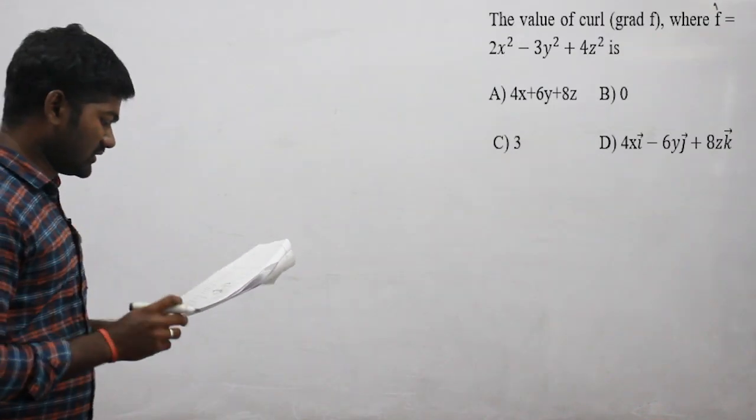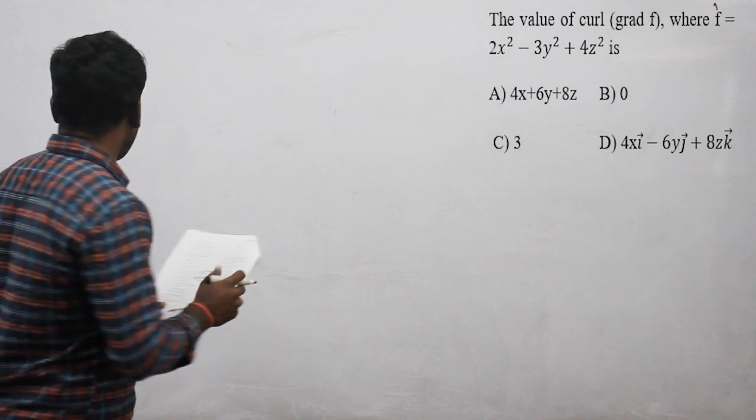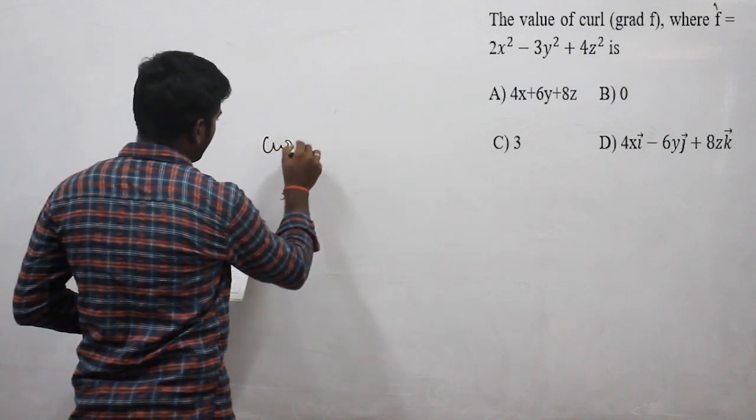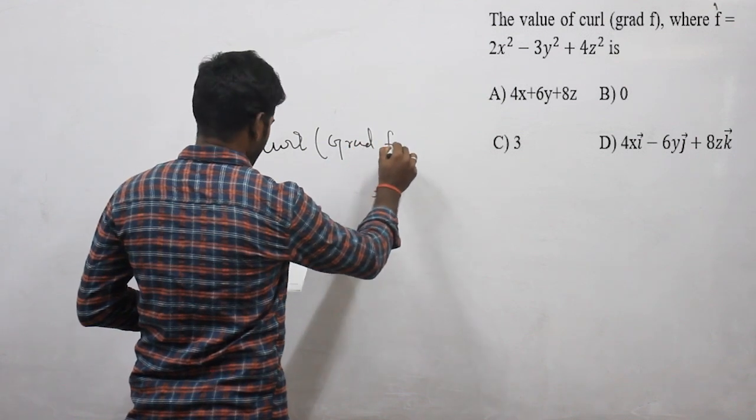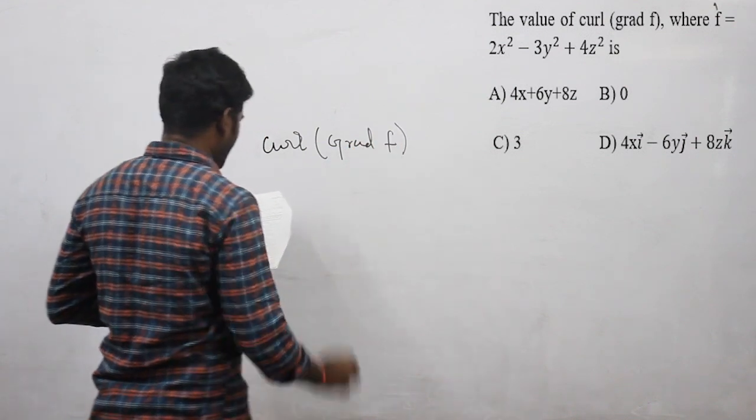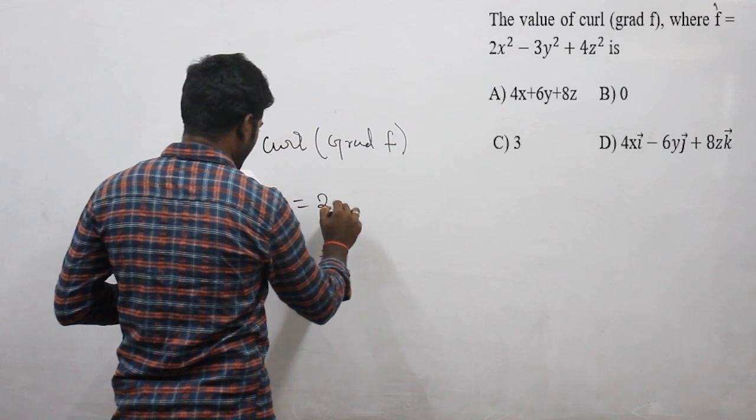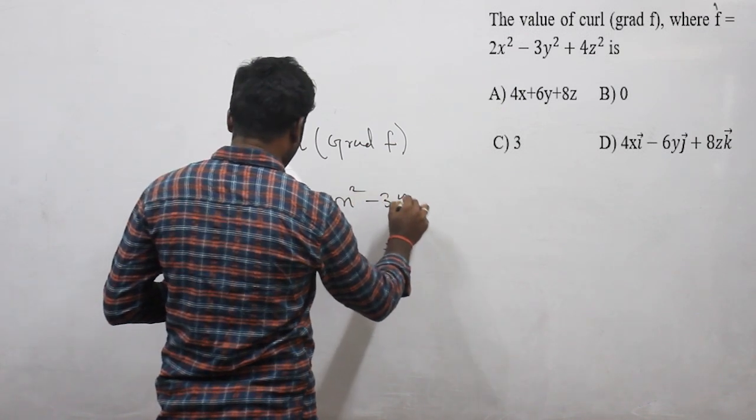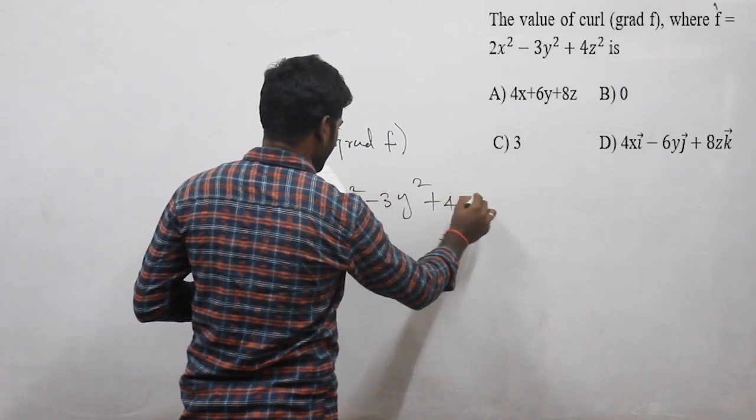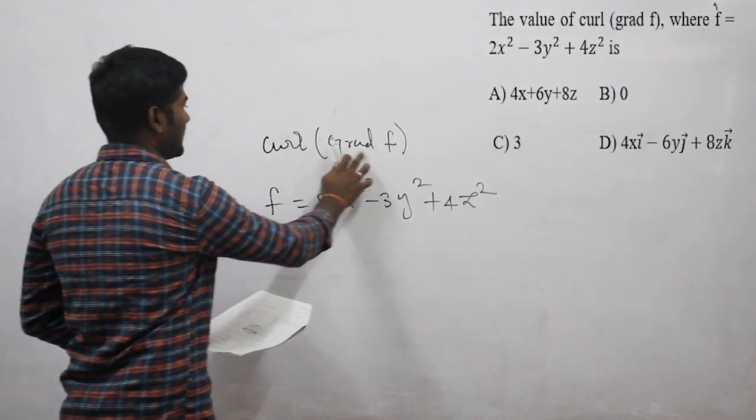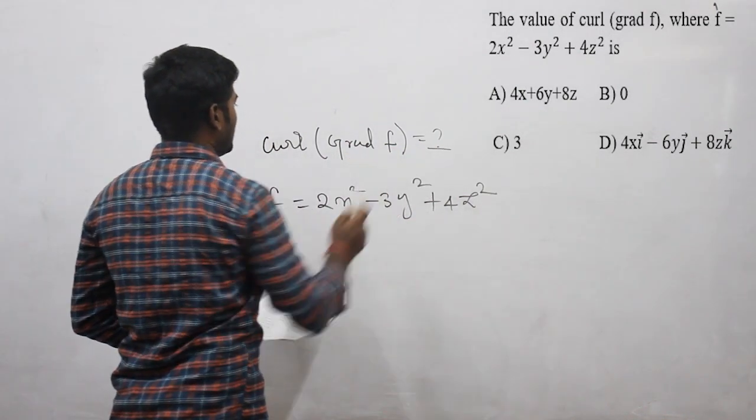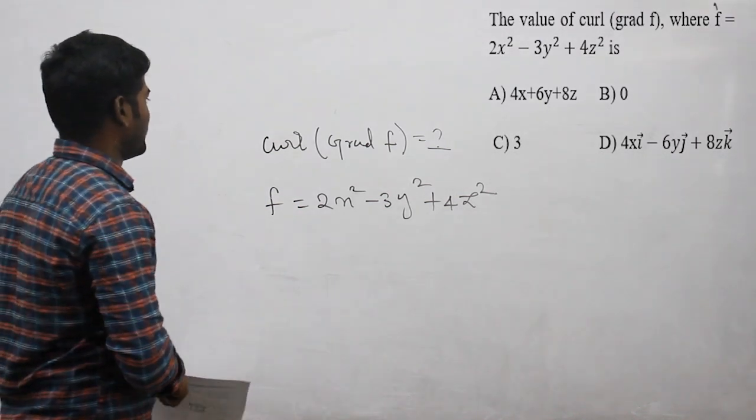Solution of the 11th question. The value of curl of grad of F vector, where they have given us 2x squared minus 3y squared plus 4z squared. They are asking for the curl of grad of F vector, what is it equal to?